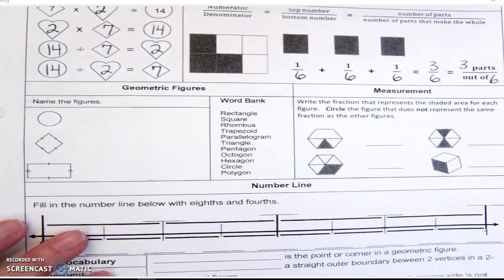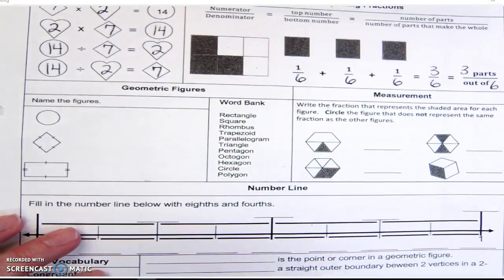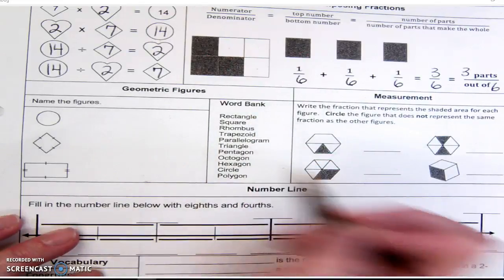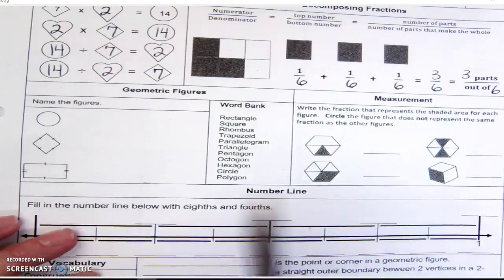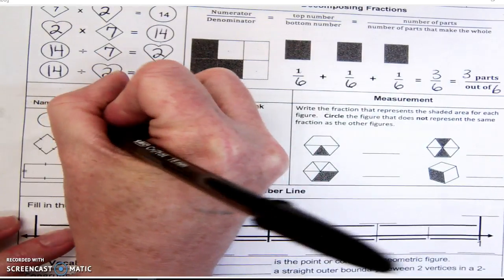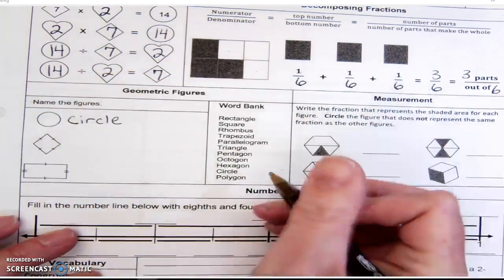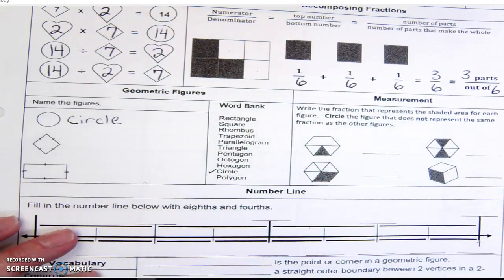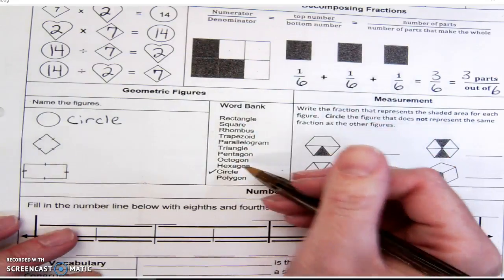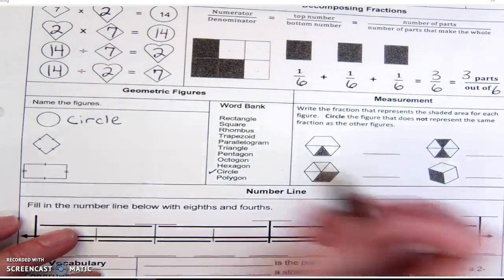Okay, we're going to look at our geometric figures. And we have a word bank. Some of our shapes get more than one name, but this one will only get one. It is a circle. It is not a polygon because it doesn't have straight sides. So none of these other polygon names are going to work.